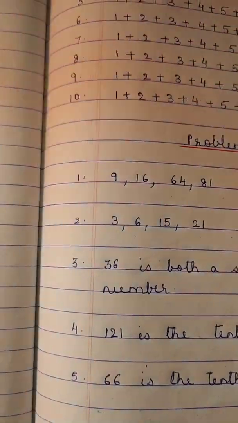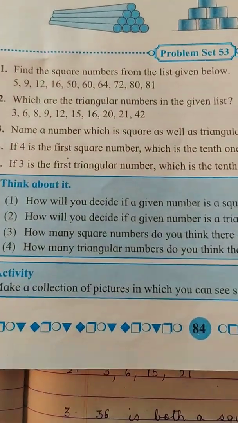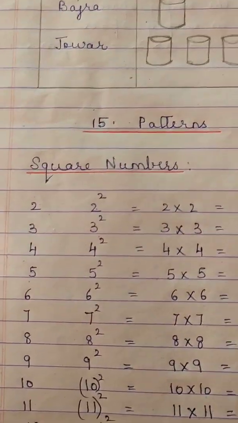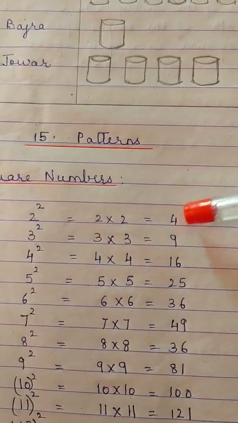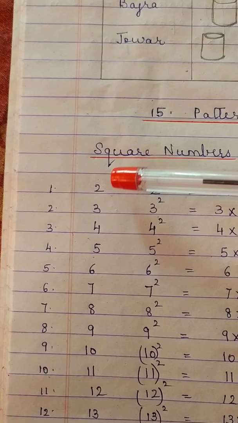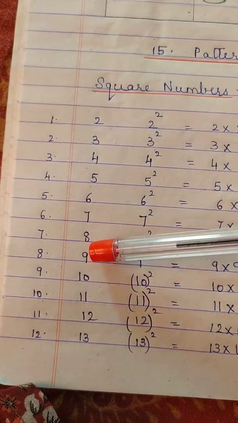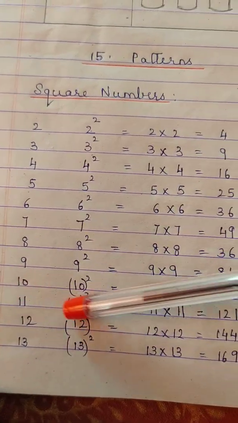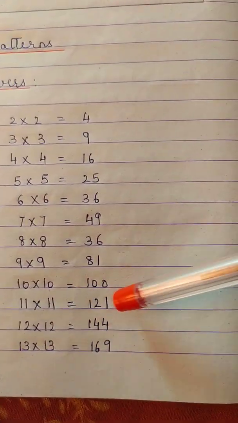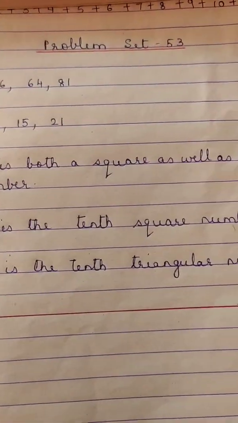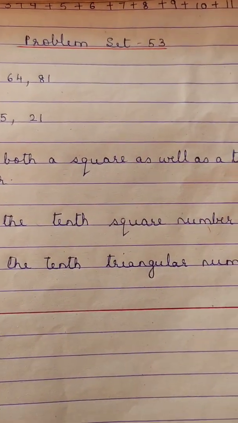Okay. Next, question number 4. If 4 is the first square number, which is the 10th one? If 4 is the first square number, see 4. This is the first square number, which is the 10th one? So this is 1, 2, 3, 4, 5, 6, 7, 8, 9, 10. When I come to 10, it is a number 11. What is the number? 121. So 121 is the 10th square number. This is how I get.